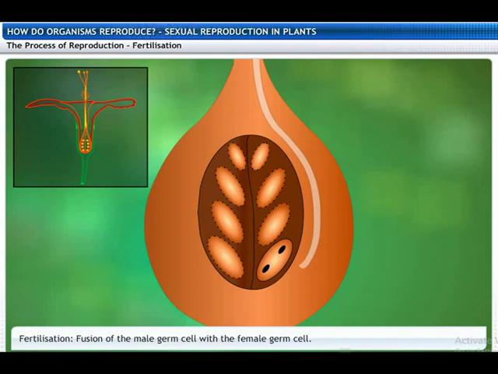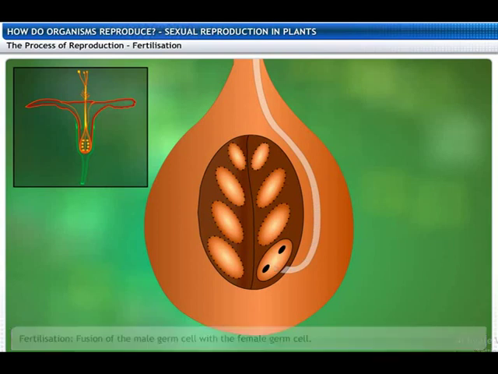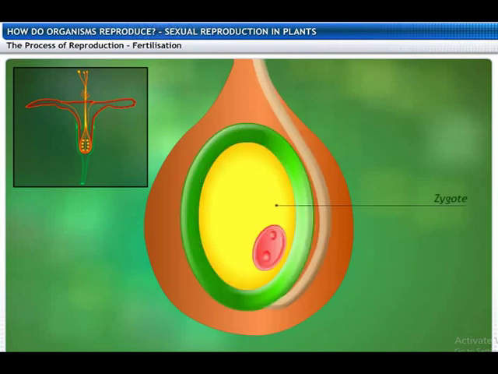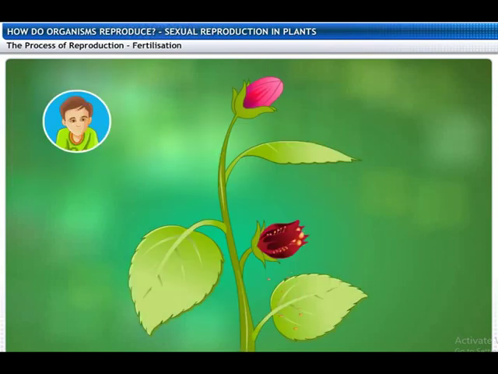This is where the fusion of the germ cells, or fertilization, takes place. During fertilization, the male germ cell produced by the pollen grain fuses with the female germ cell present in the ovule. This fusion of two gametes or germ cells is also called syngamy. Syngamy produces a zygote, which is capable of growing into a new plant. So then the seeds that we see are zygotes?